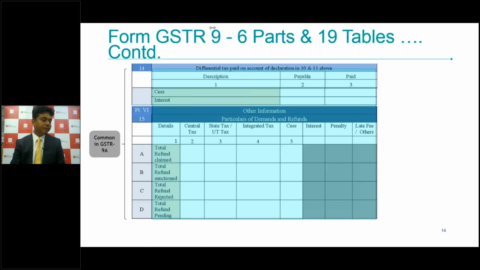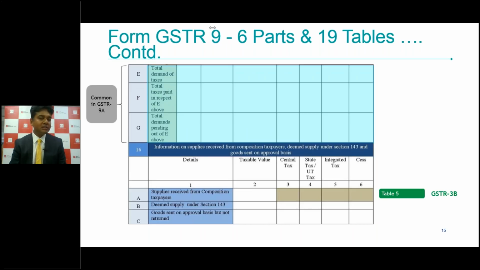If you go down below, there is a similar detail required for the demand on account of taxes. What is the total demand which is made from us? What's the total that has been paid? And what is the total which is pending?